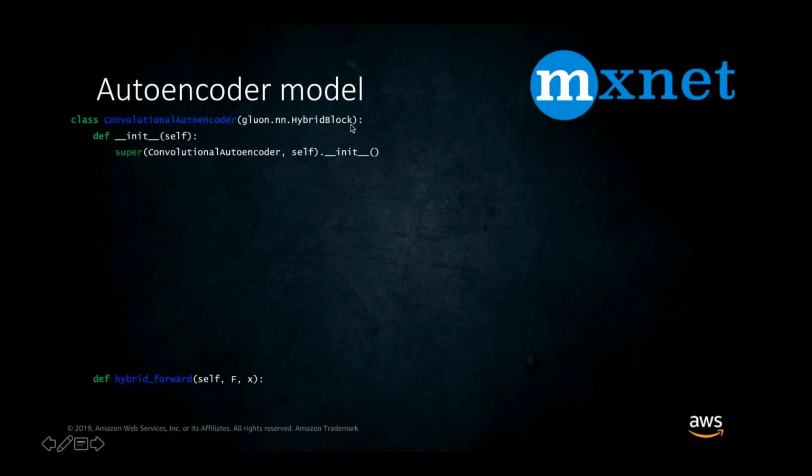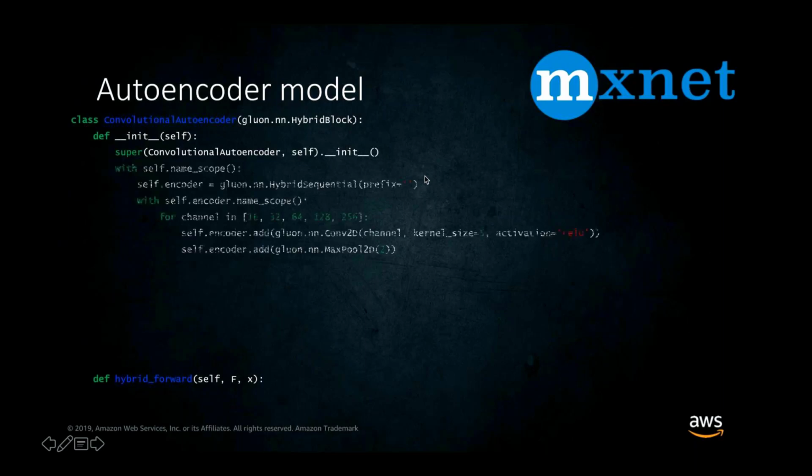So the first part in the model is the encoder. What we do here, I define a HybridSequential where I'm basically stacking all my encoder layers together. I have here now different channel outputs for my convolutional layer. So the channel output is 16, 32, 64, 128, and 256. And the convolutional layer is followed by a max pooling layer. So the sequence of these layers are learning now the underlying features in my input images.